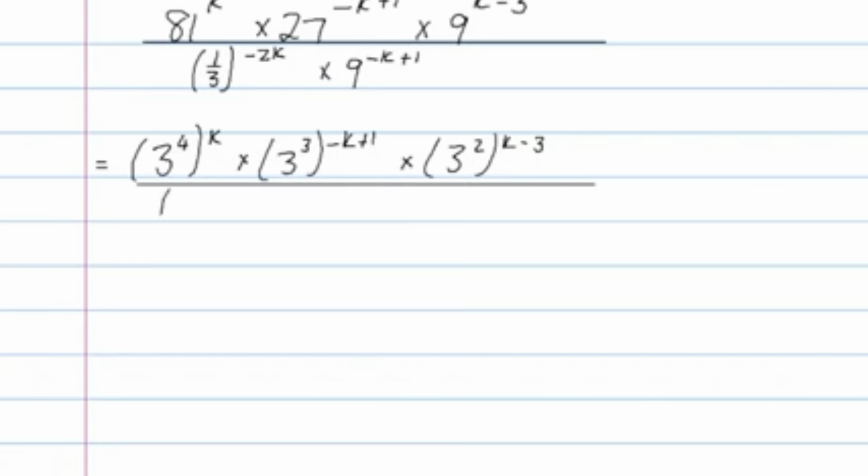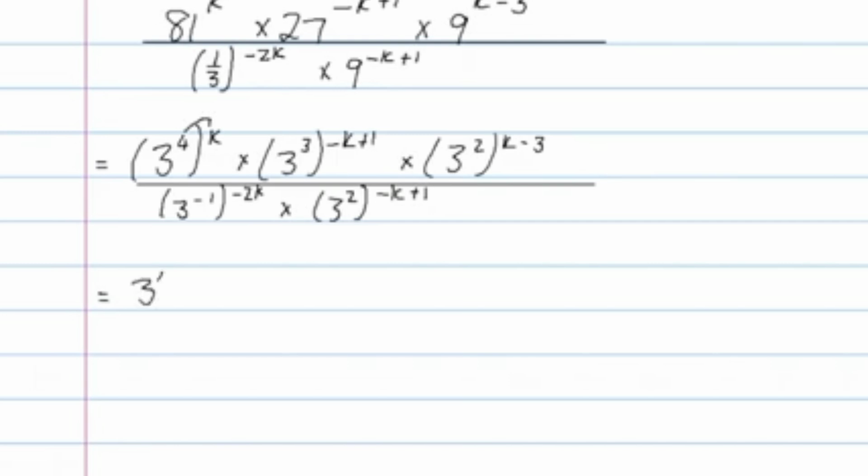And then 1 over 3, we can write it as 3 to the power negative 1. 1 over 3 is the same thing as 3 to the power negative 1 raised to negative 2k. And then we go to the last number, and then 9 is 3 squared, to the power negative k plus 1. So now the next step, we open the bracket.